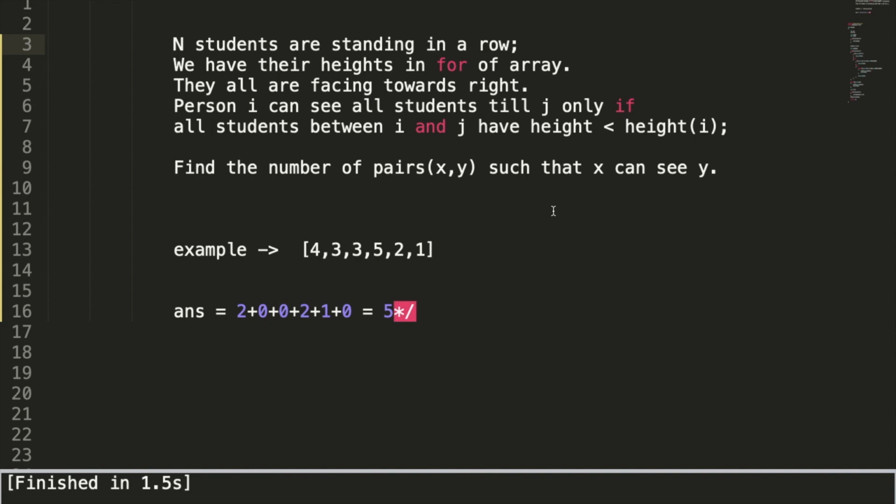Hello everyone. Today we will be doing another question regarding stacks. This question was asked in one of the companies. I don't remember the name of the company.